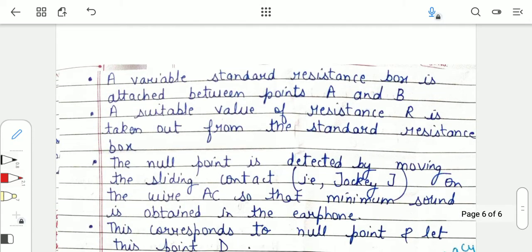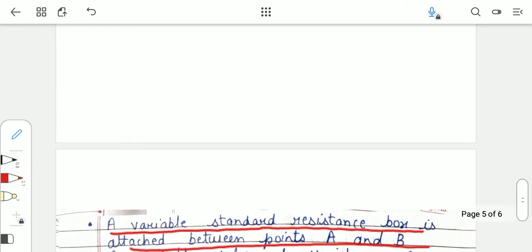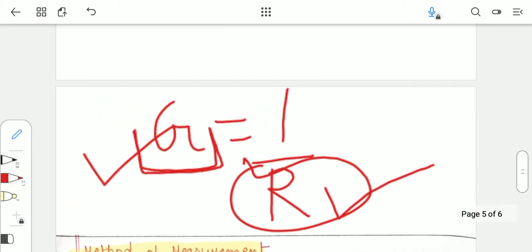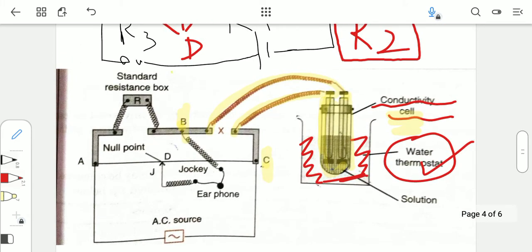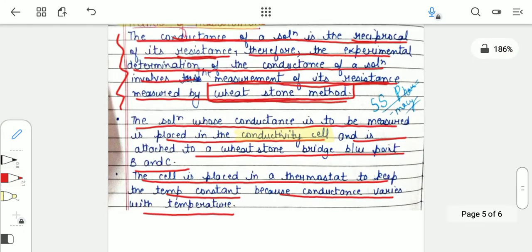The next point says that a variable standard resistance box is attached between the points A and B, just like we said in the Wheatstone bridge that a variable resistance is there. So between the points A and B there is a standard resistance box, a variable resistance whose value can vary. This is what is being said in this point.